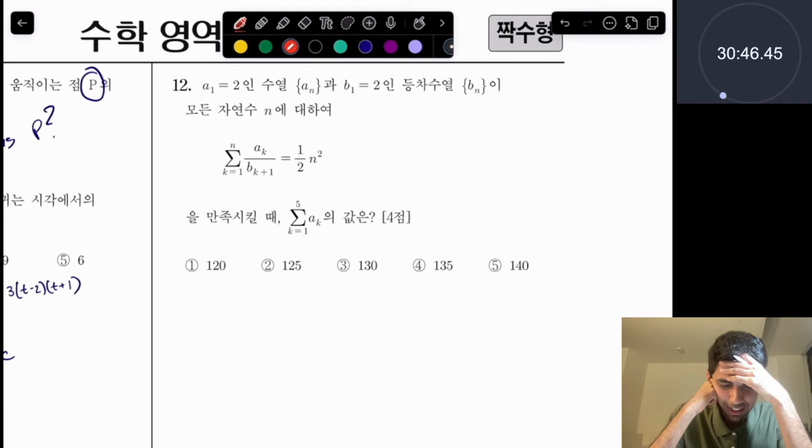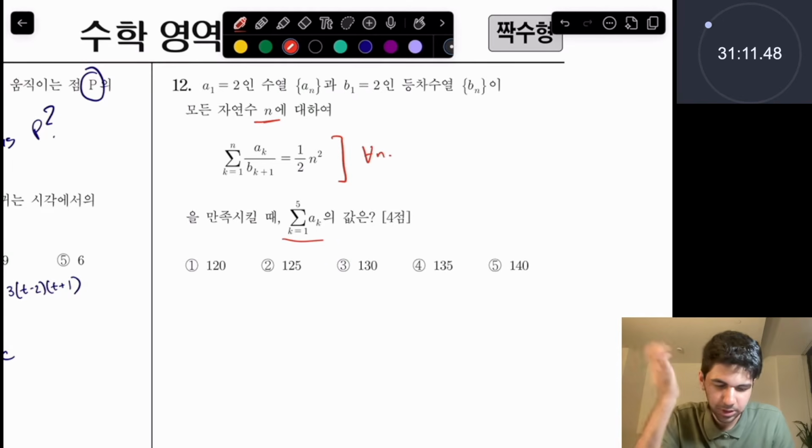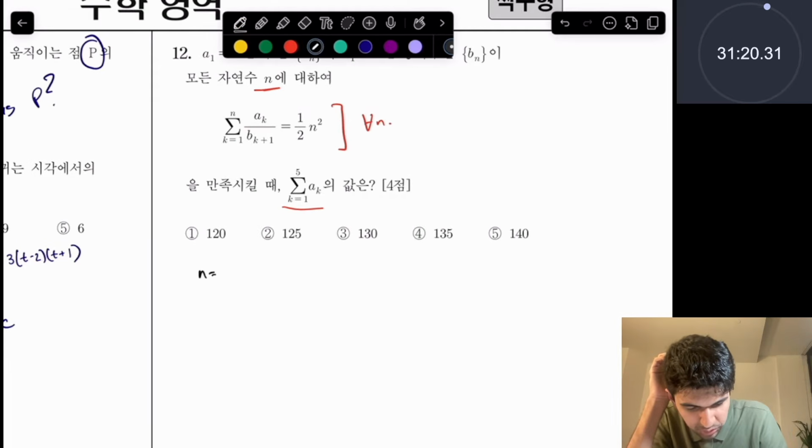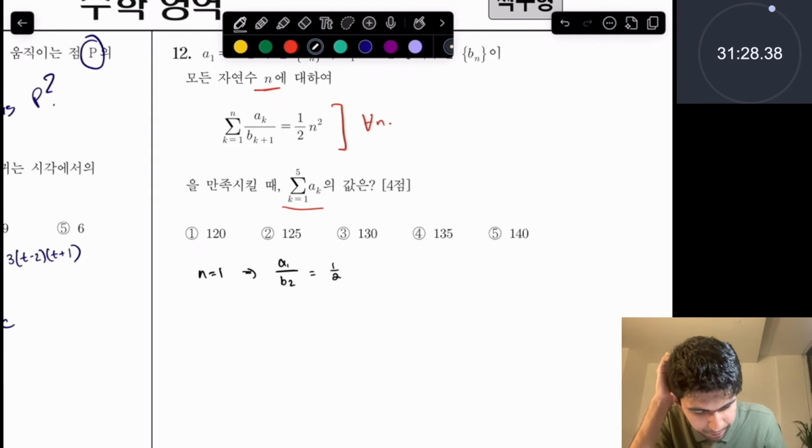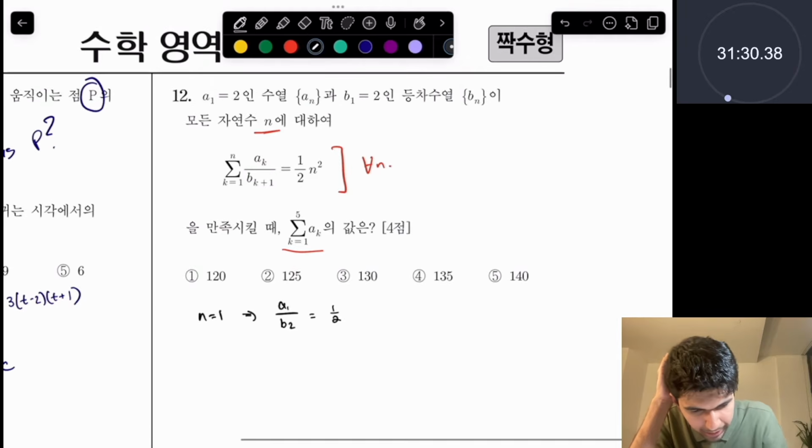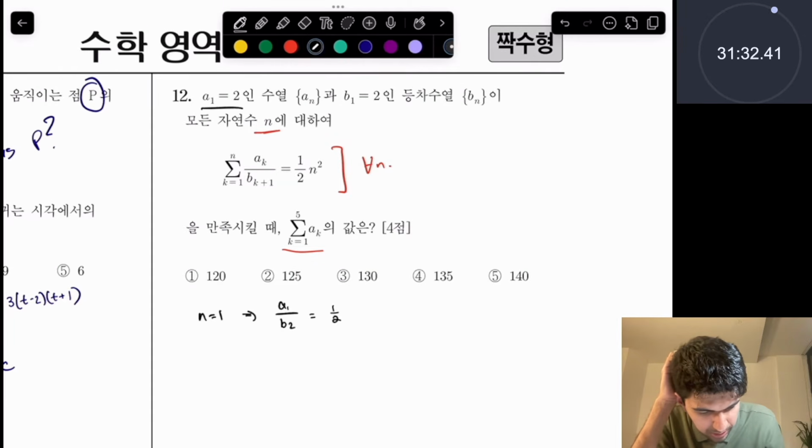Okay, so it seems like we have some series here. I can't tell if they're arithmetic series or geometric series. And then we have to find the sum of the first 5 values. So when n equals 1, this tells us that a sub 1 over b sub 2 is equal to 1/2. And we're told that a sub 1 is equal to 2, so this tells us b sub 2 is equal to 4.